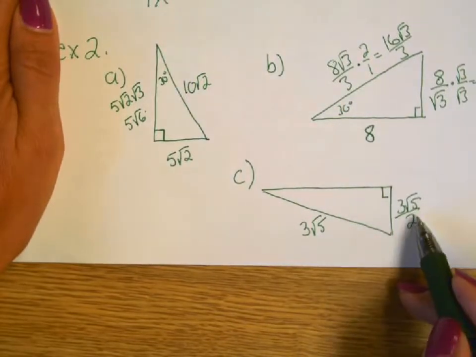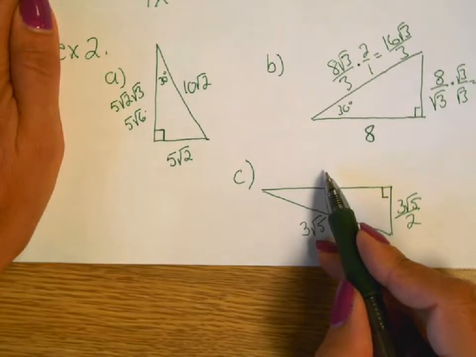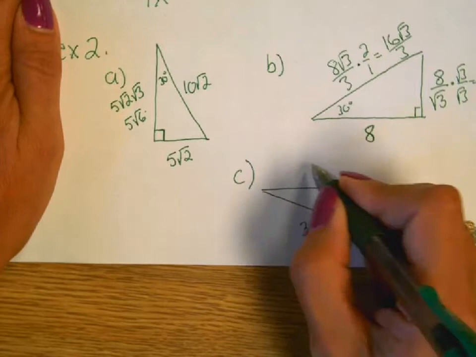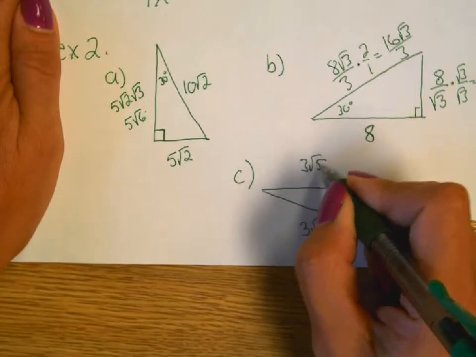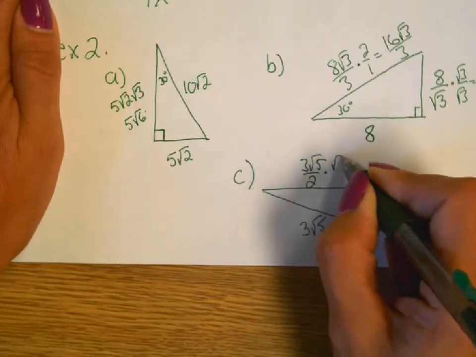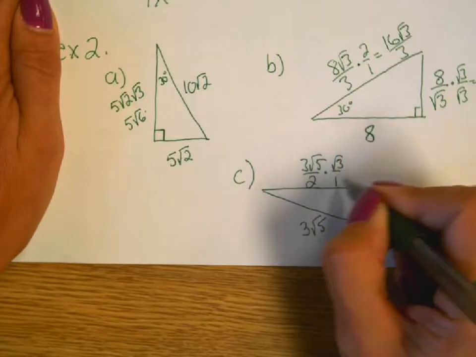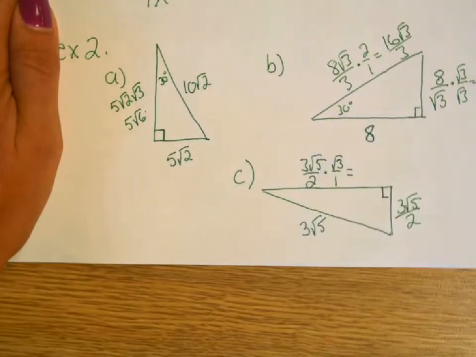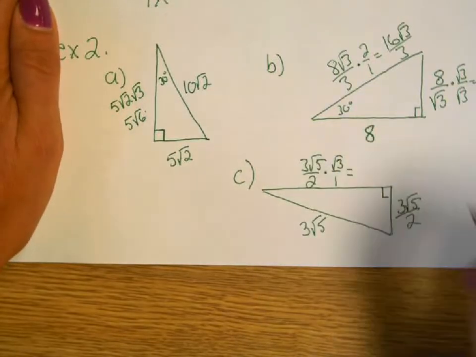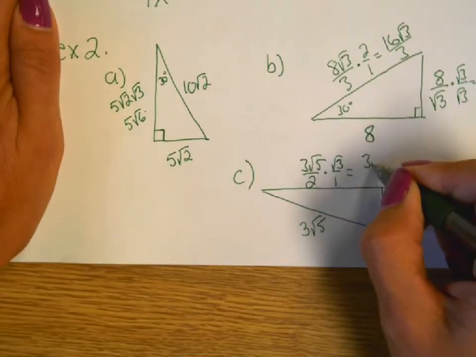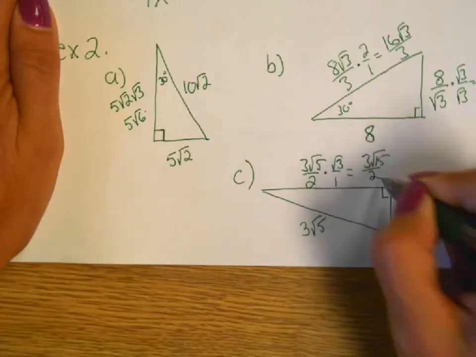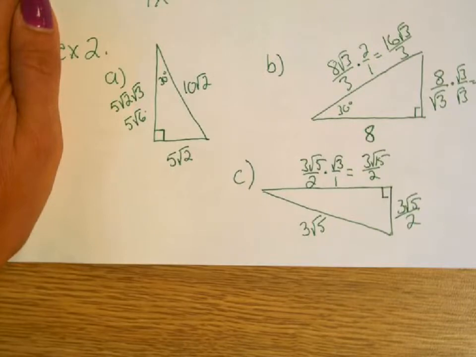Now what do you do to short leg to get to long leg? What's the multiplier there? Square root of 3. So we keep that. 3 square root of 5 over 2 times square root of 3. That'll give us 3 square root of 15 over 2. You can do that. We did all that in geometry.